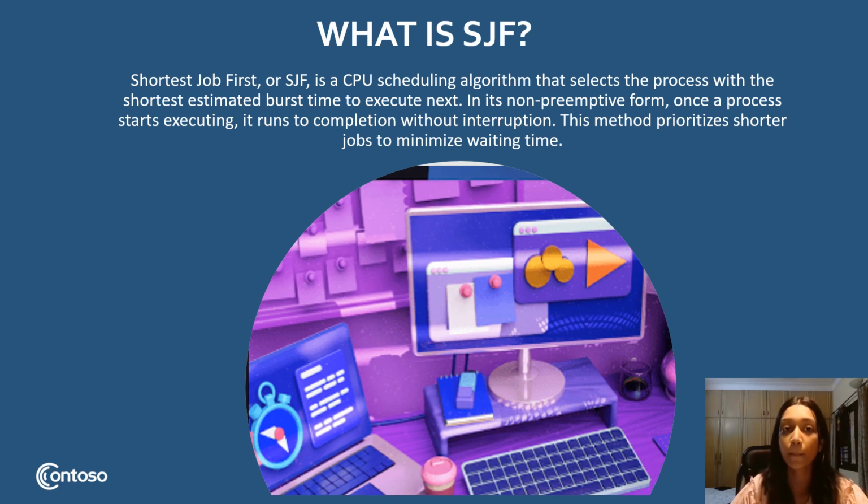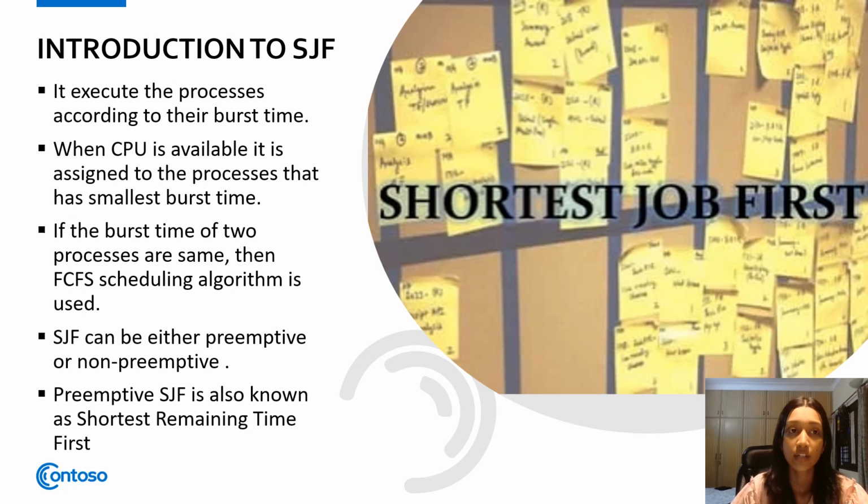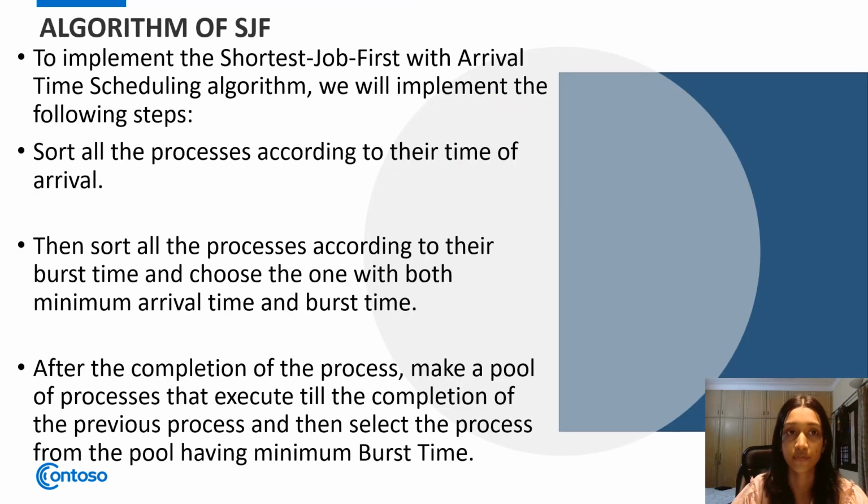SJF is basically a CPU scheduling algorithm in which the processes are selected based on their burst time. And by the term non-preemptive, we mean that if the CPU has started the execution of any process, it will complete it first and only then move to the next process. So SJF executes the processes according to their burst time. And if the burst times of two processes are similar, then the FCFS scheduling algorithm is used. It can be either preemptive or non-preemptive. So today we will discuss only non-preemptive.